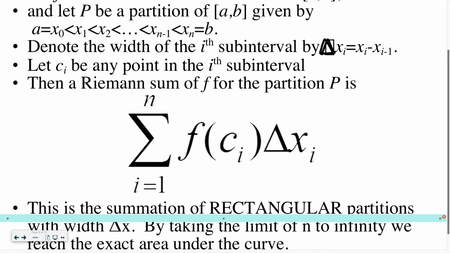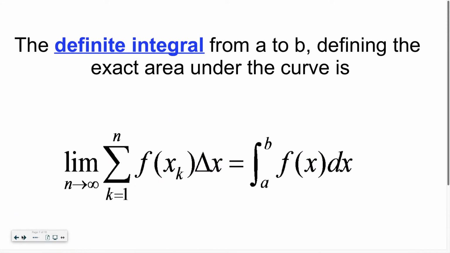This is the function value for whatever little subinterval we're on. Delta x, that's our width. So then we take the limit towards infinity of that sum, and we have the exact area under the curve from A to B. This is a slide I've already had up here before. This is the math behind what is going on.